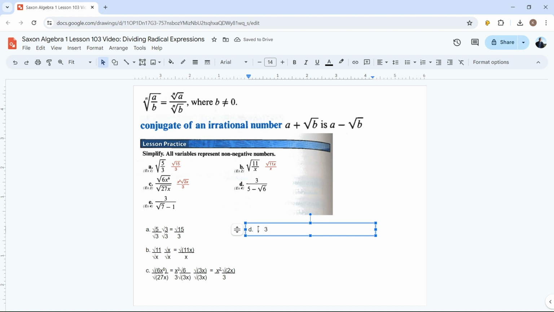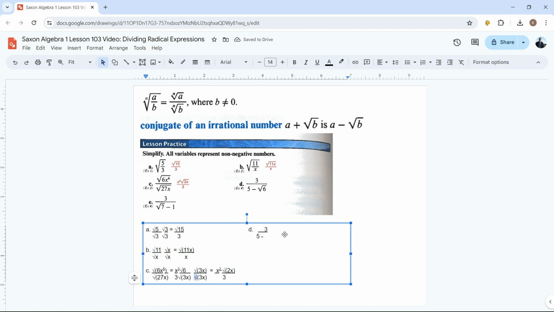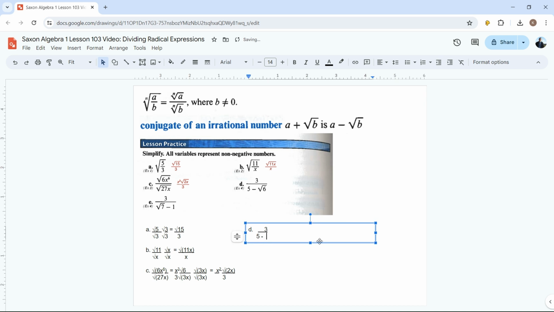We'll make this a 3 over, and then I'm going to put 5 minus the square root of 6. Okay, so this is what I'm dealing with: 3 over 5 minus the square root of 6. Now I need to multiply this by something that's going to get rid of my square root of 6 in the denominator. Here's the trick.